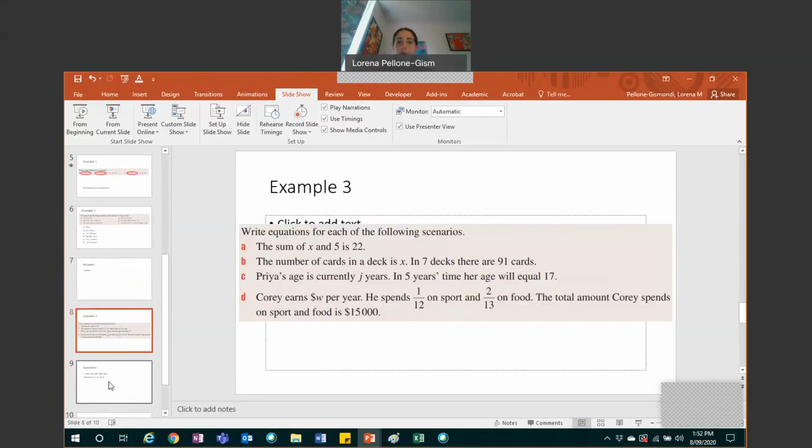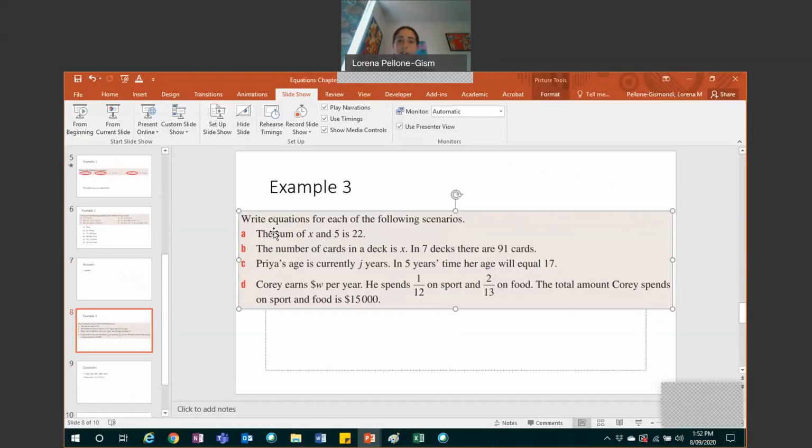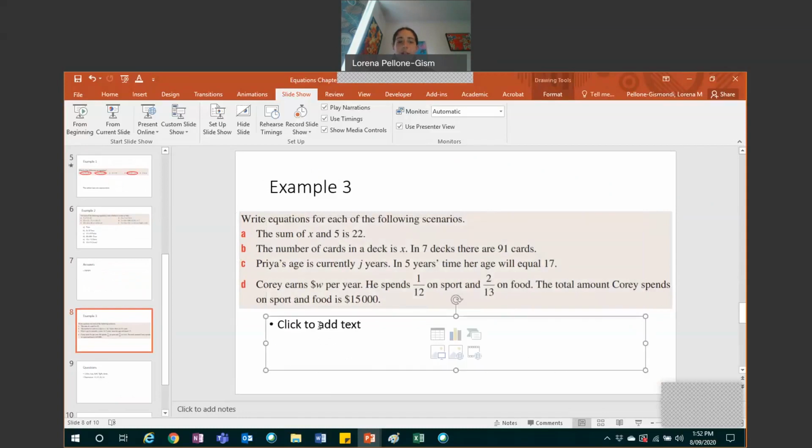The next one, we've actually got writing equations for the following scenarios. Now, with this one, basically, you don't need to solve them. You've just got to write an equation, so it needs to have an equal sign. So it's saying the sum of x and 5, we know sum is plus. Got that? Write that down. So sum of x and 5, that's x plus 5, is 22. So equals 22.